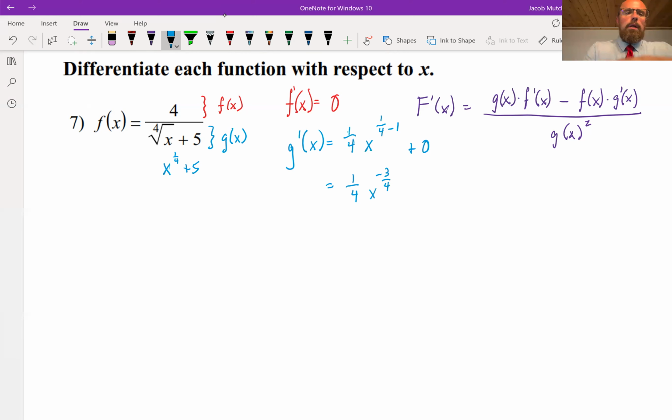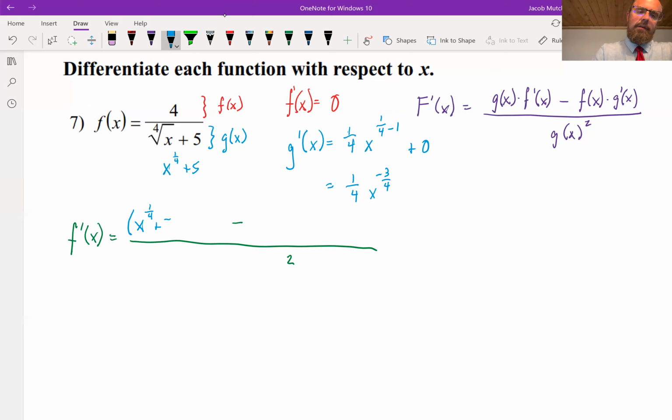Well, we're ready to plug in. So I'm going to pick up and write this derivative of f of x. So notice we'll set up again with the fraction, the subtraction, and the square. That's the overall structure of the quotient rule. And then I'm going to just fill in the parts. So remember, it starts with original g of x. So I'm going to write those with the rational exponent. So x to the power of a quarter plus 5 times the derivative of f of x.